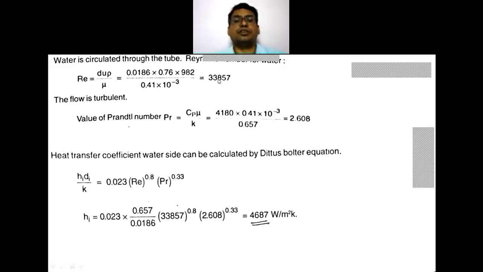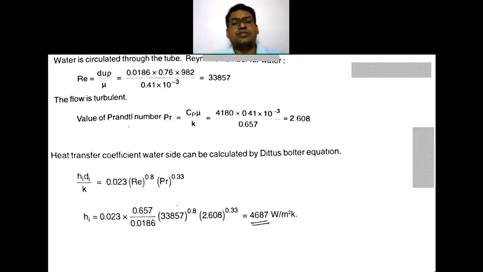So it comes as 33,900, so it's a turbulent flow. After that, the Prandtl number can be calculated, which is Cp mu upon K, all related to the hot fluid. So Cp is 4180, with the viscosity and the thermal conductivity, it comes as 2.608. A very small value of Prandtl number, 2.6. Generally around 1 to 5 is the value of Prandtl number if it's water or other fluids also.